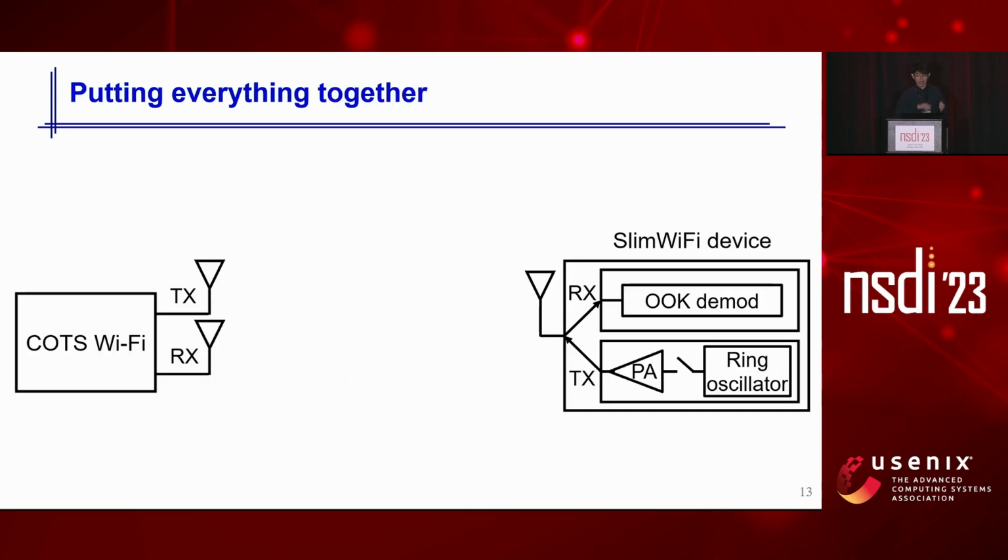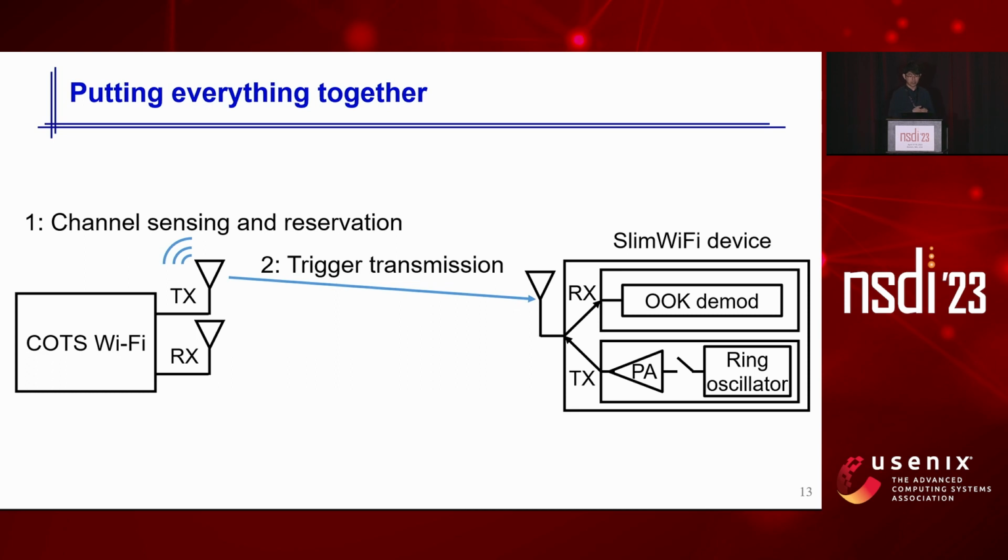So by putting together every design mentioned in our paper, the system will consist of the commercial off-the-shelf Wi-Fi device and the ultra-low power SlimWiFi device. The Wi-Fi device will first run the standard carrier sensing to acquire the channel and reserve access by transmitting the CTS-to-self frame. Then the Wi-Fi device emulates an OOK modulated trigger frame by manipulating the Wi-Fi bit sequence. The SlimWiFi device's ultra-low power OOK receiver will decode the information and synchronize with the trigger frame.